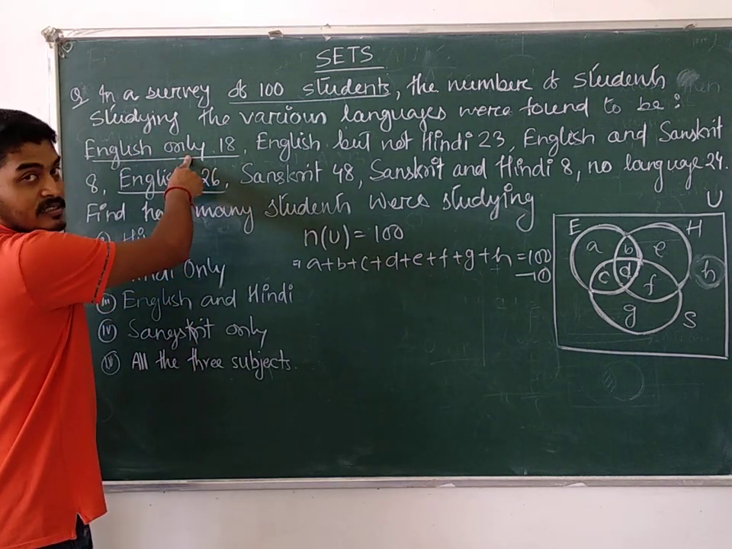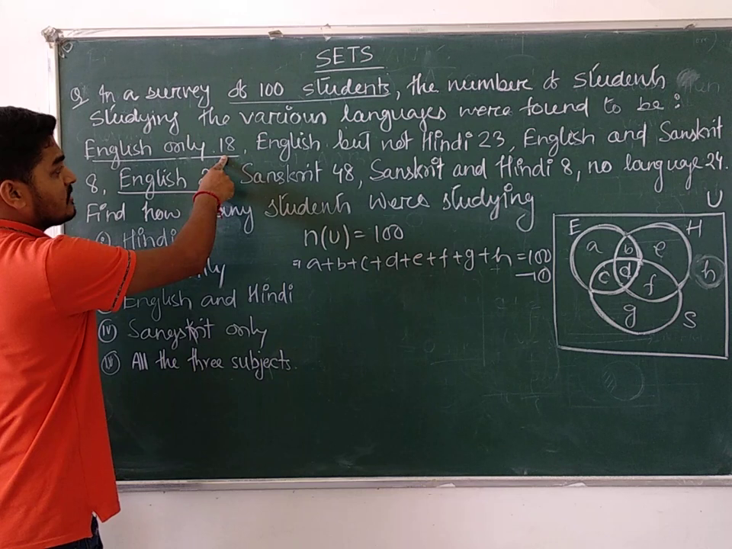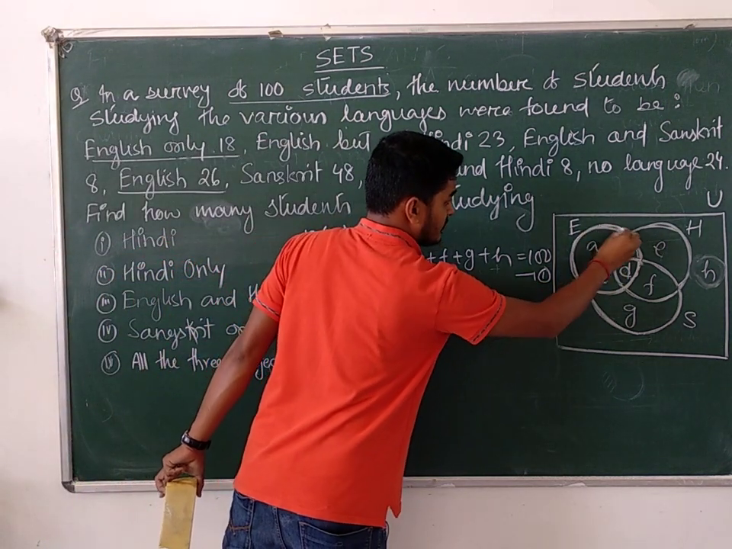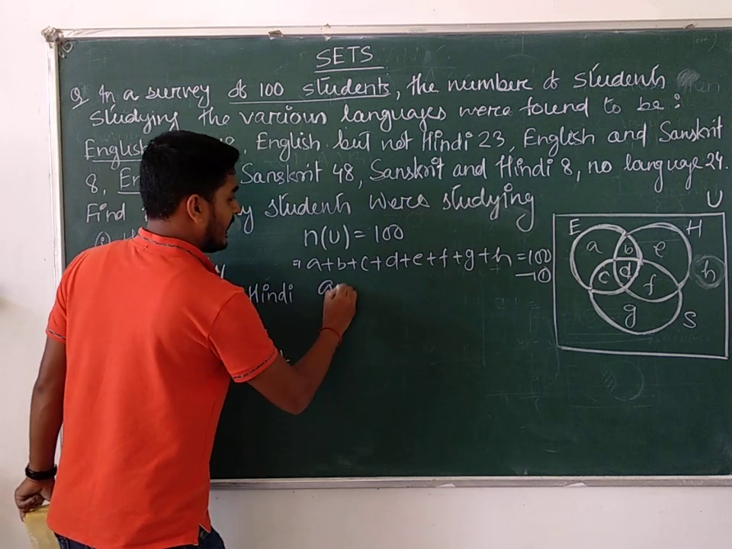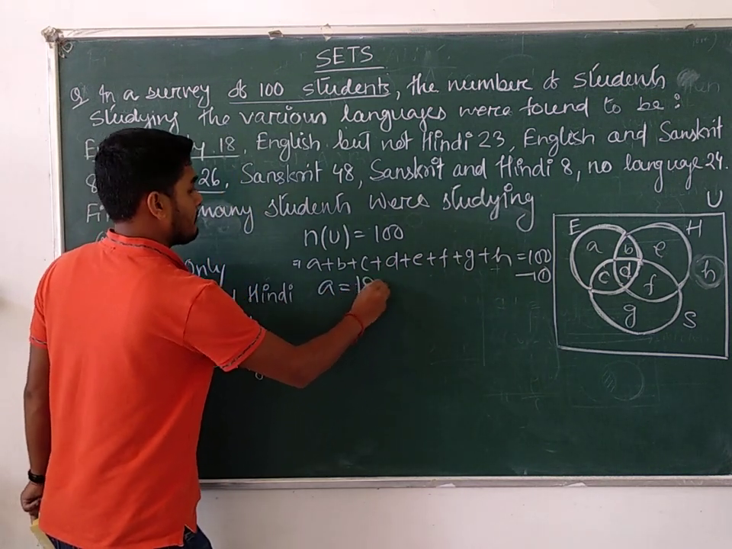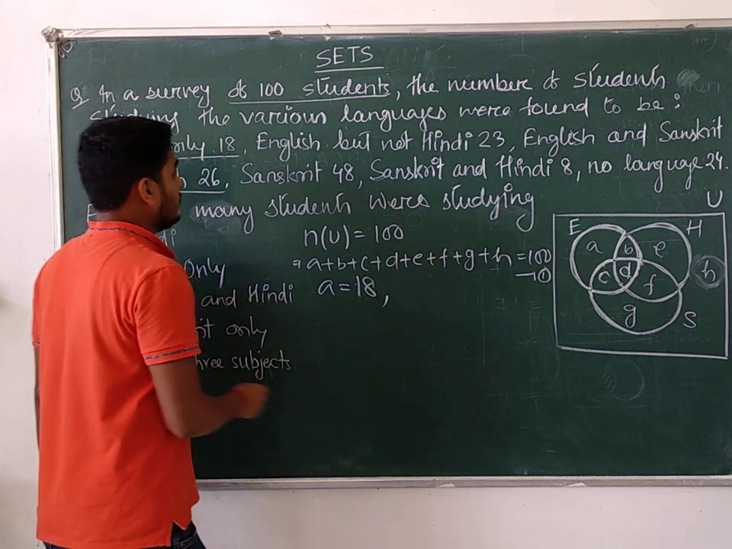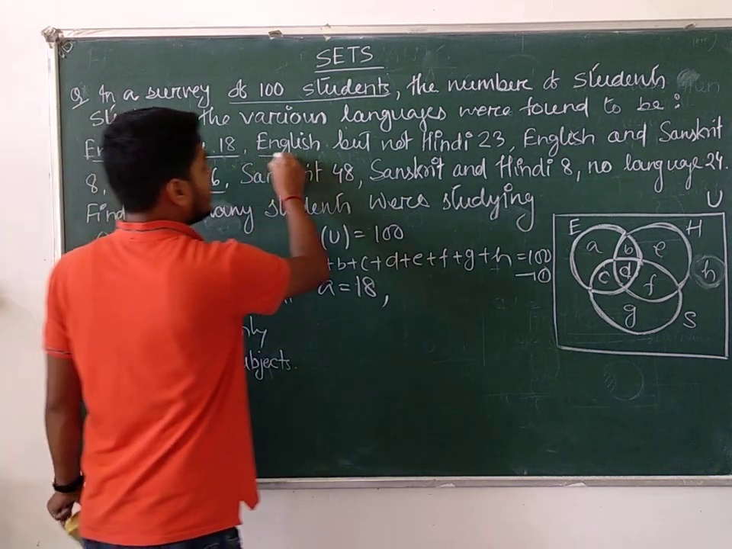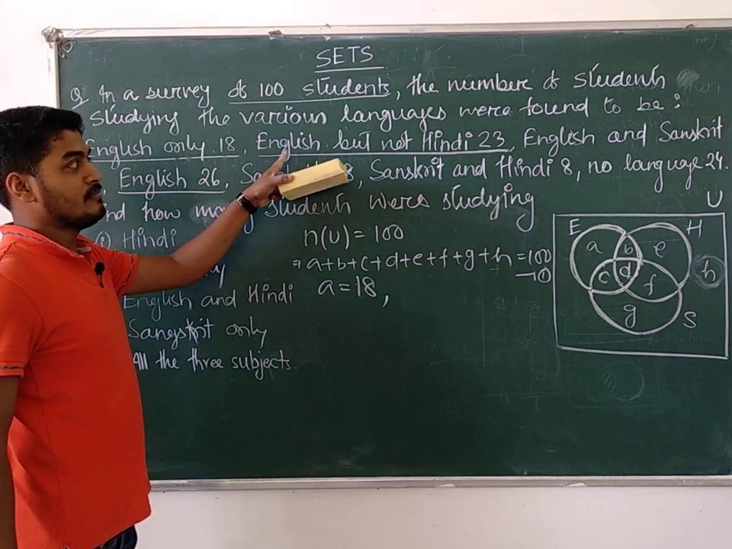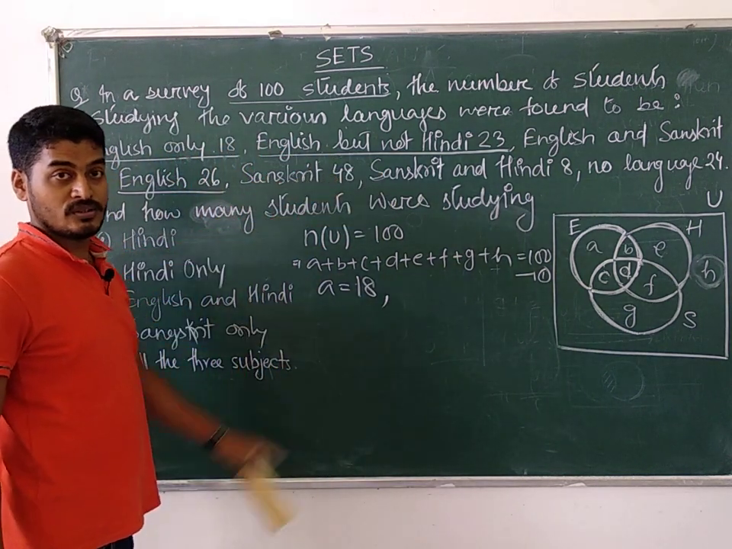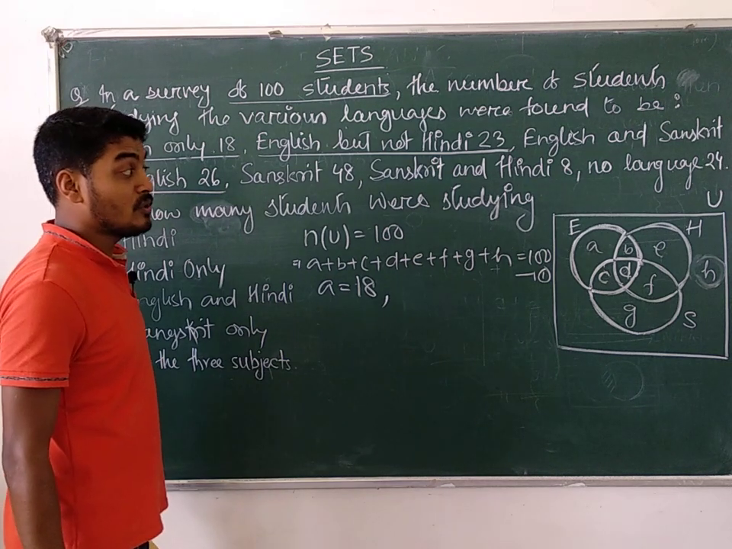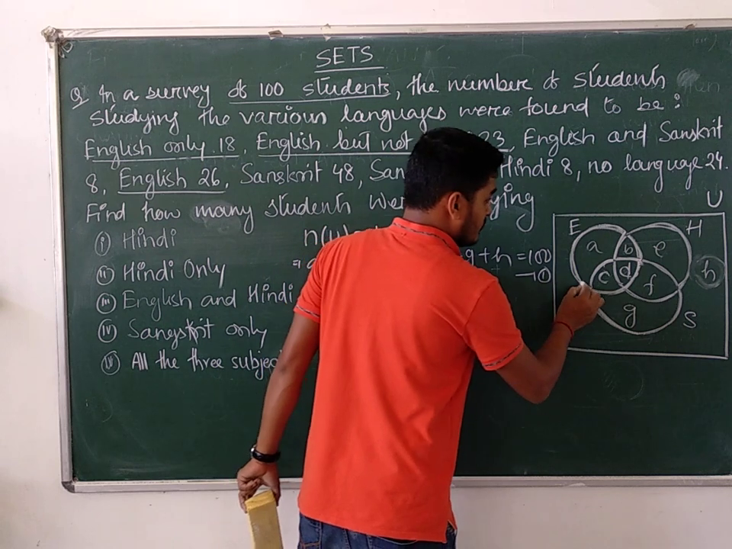Next, what is given? English only. English only means, okay, one by one. English only is nothing but this portion. That means it is given A is equal to 18. Correct? Then in the next step, English but not Hindi. Which portion? Okay, how can you find out English but not Hindi? First of all, you have to consider the English portion.